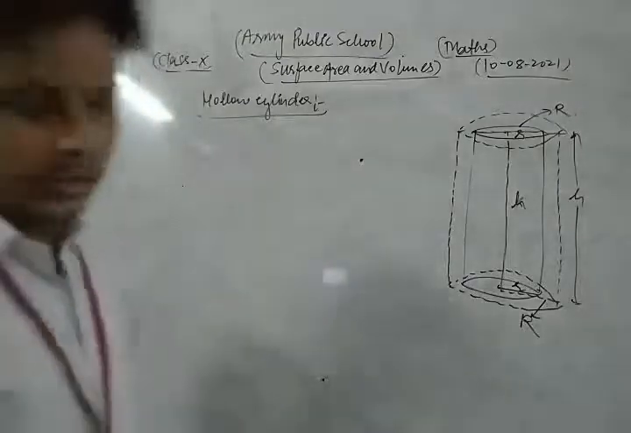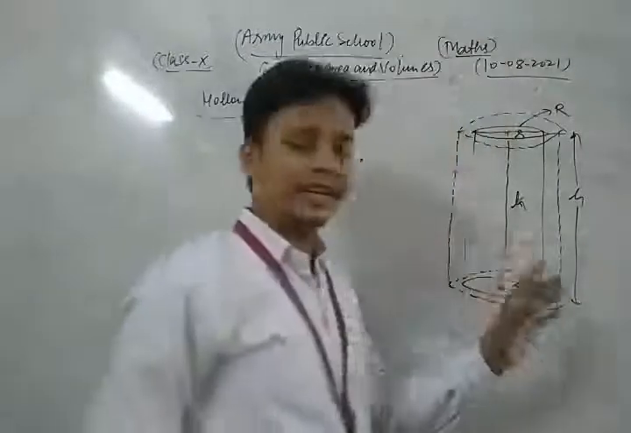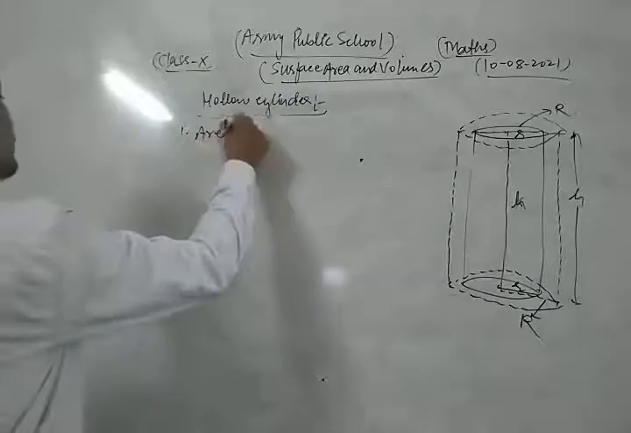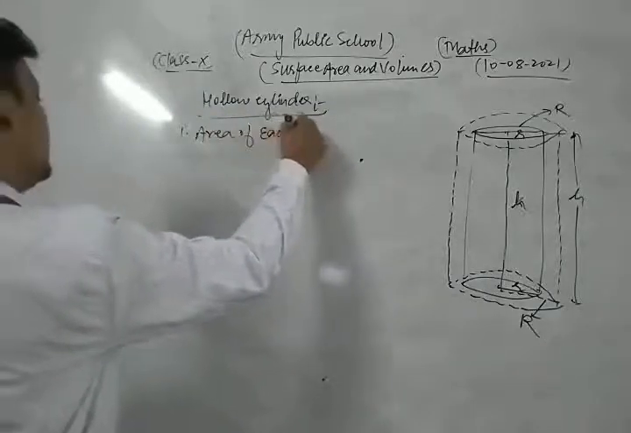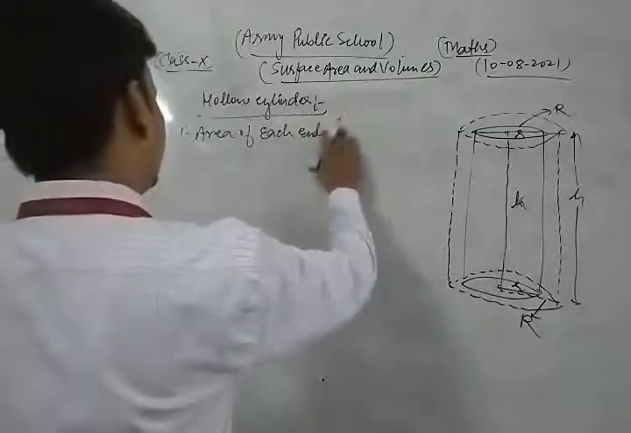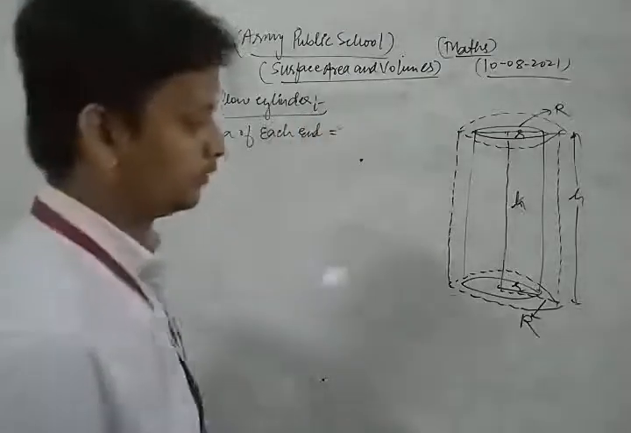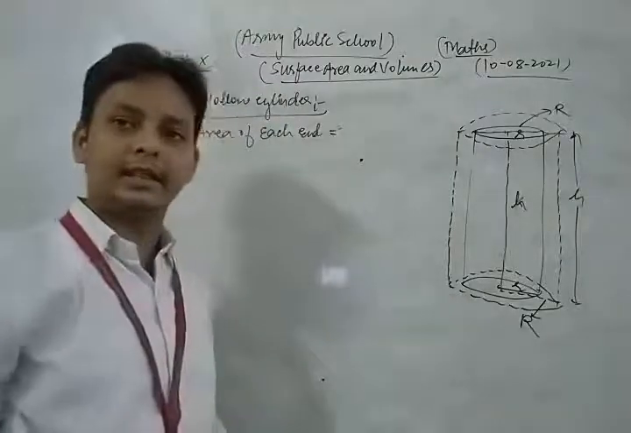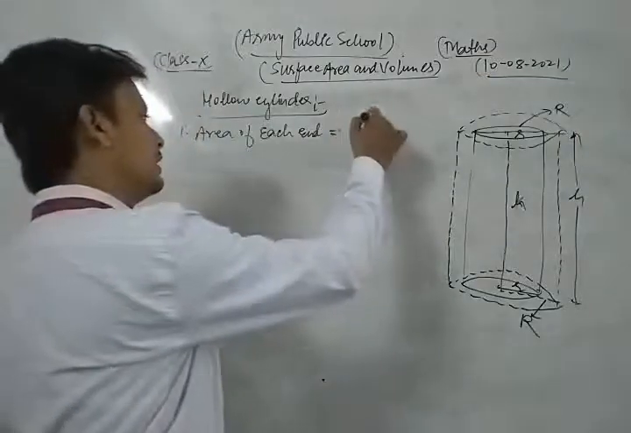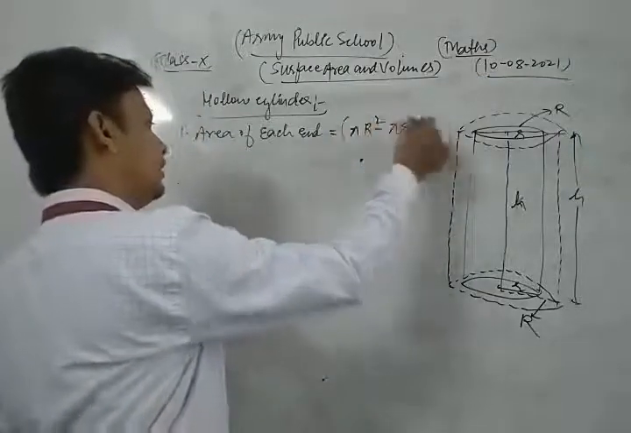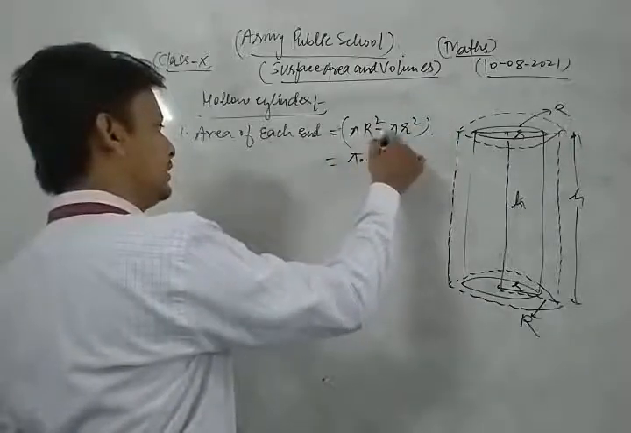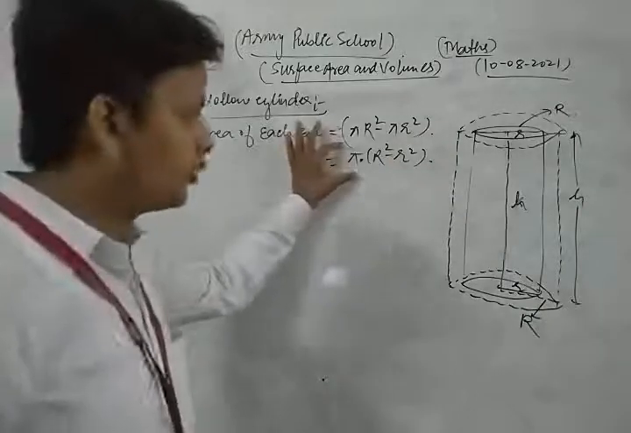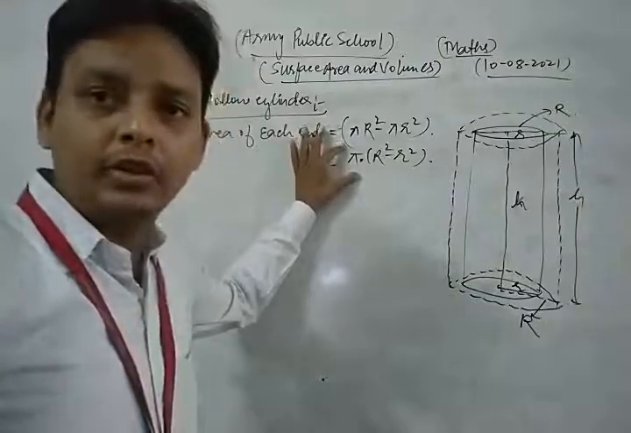Now, dear friends, what is the area of each end of the hollow cylinder? Look, the first formula is the area of each end of the hollow cylinder. Each end is circular in shape, so we take external area minus internal area, that is, pi capital R square minus pi small r square. So we take pi common: pi in bracket capital R square minus small r square. So this is the formula for the area of each end of the hollow cylinder.